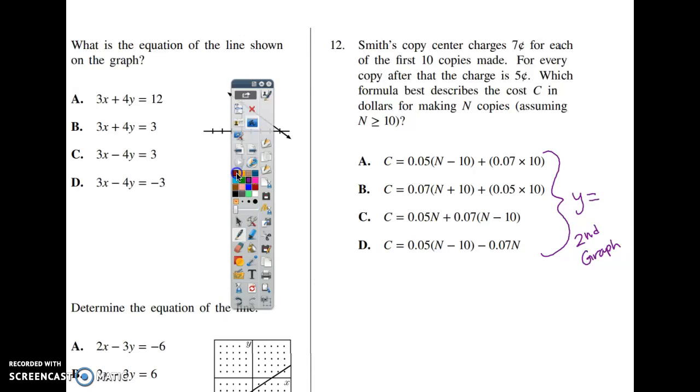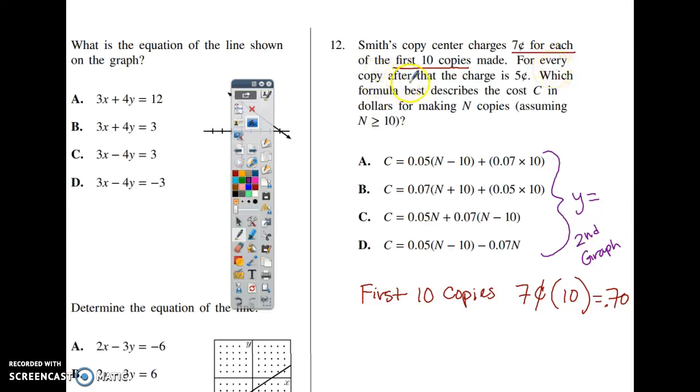So it says that Smith's Copy Center charges 7 cents for each of the first 10 copies. So the first 10 copies, write it down. The first 10 copies cost how much? 7 cents. Okay, so you're going to go in there, you're going to make copies. The first 10 is going to be 7 cents. Okay? Well, 7 cents times 10, so really it's 70 cents. Okay, 70 cents.